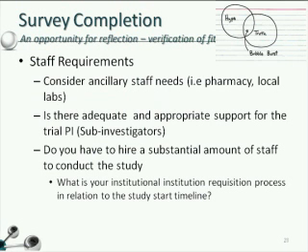They require a lot of sub-investigators. Do you have that support? How can you get that support? Do you know of individuals that are capable of supporting your protocol at your study? Do you have the substantial amount of staff needed to conduct the study?